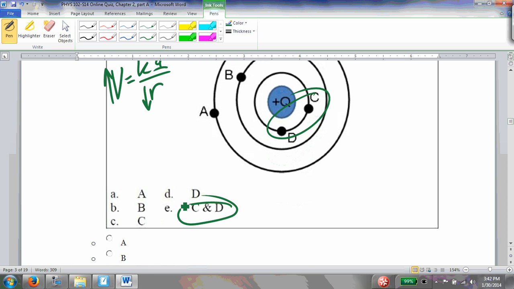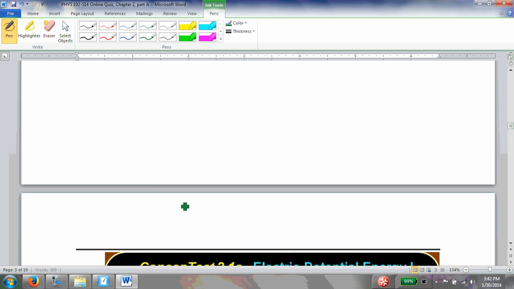Also notice that point C and D are on an equal potential line. That means they have the same potential.